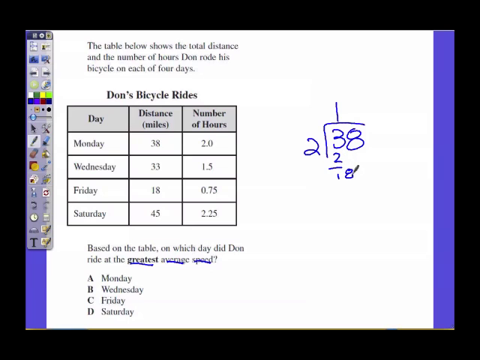On Monday, he went 38 miles in 2 hours. So we divide 38 divided by 2, and his average speed was 19 miles per hour. That's not hard. All we're doing is simple division.